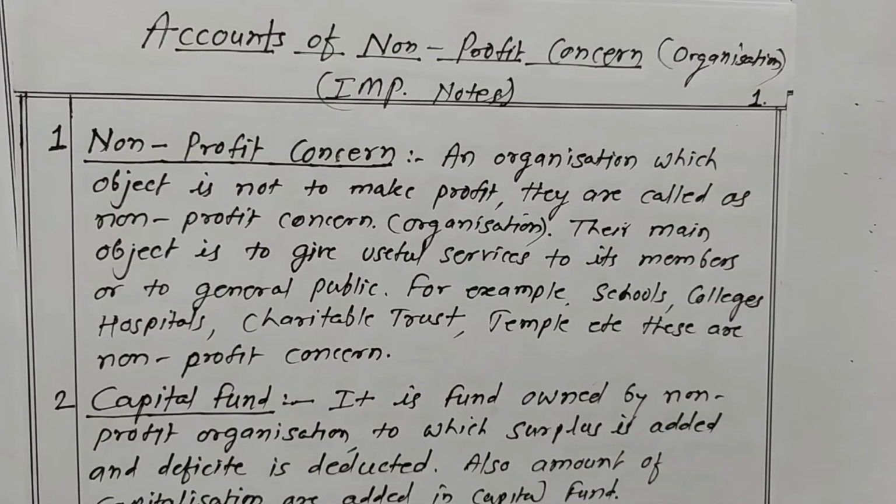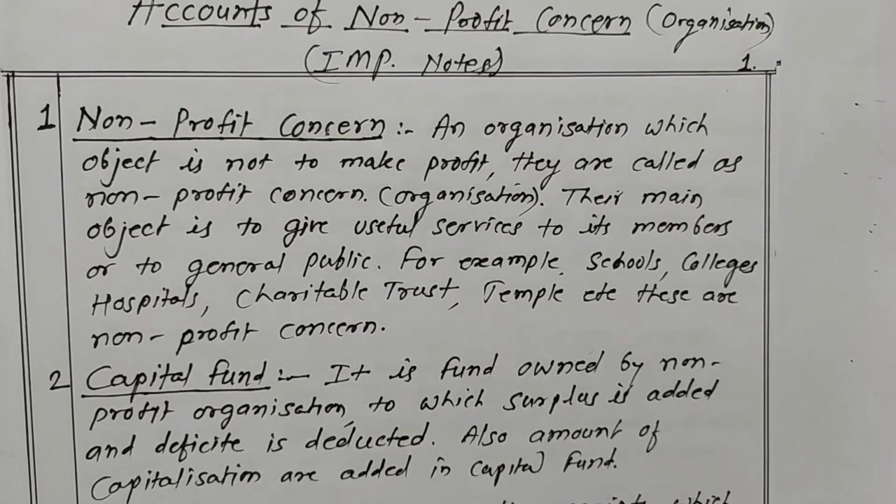Now we go over the important notes which are useful from the exam point of view, as answers in one sentence, fill in the blanks, true or false, and give the words or phrase. What is a non-profit concern? We have already discussed it. Again we see that an organization whose object is not to make a profit is called a non-profit concern. Their main object is to give useful services to its members or to the general public, such as schools, colleges, hospitals, charitable trusts, etc. These are non-profit concerns.